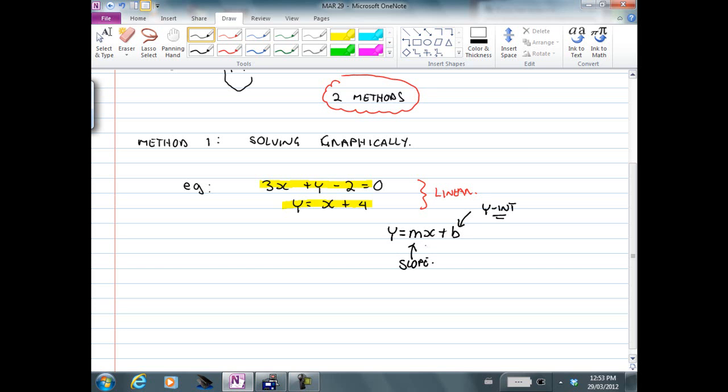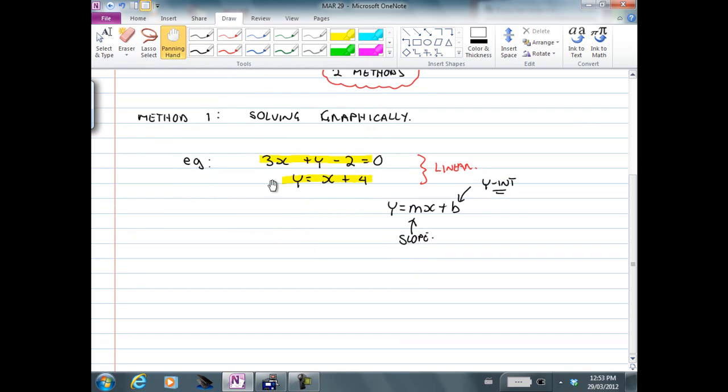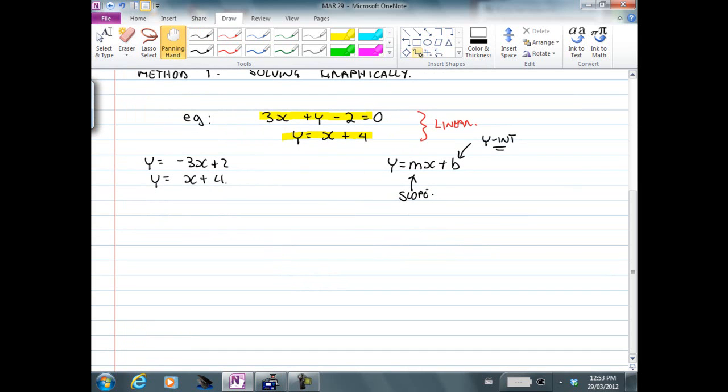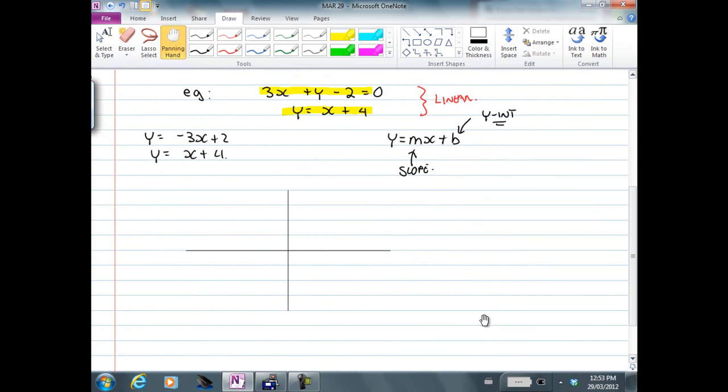So when they ask you to solve graphically, what you want to do is isolate for y in the first equation right now. So solve for y. y equals negative 3x plus 2. That's my first equation. My second equation is y equals x plus 4. I'm going to just do a quick sketch of what the graph looks like. Nothing tricky, just a very simple sketch.